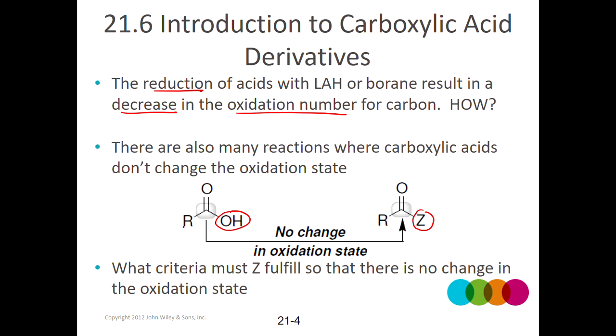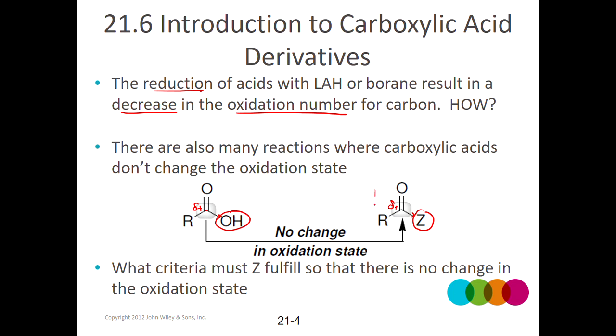So there are many reactions that carboxylic acids undergo where the oxidation number doesn't change. And so just replacing the OH, which attracts electrons, with a different electronegative atom, nitrogen, or maybe a different oxygen that's connected to an R group or some other group, it's still more electronegative than carbon, so it's still attracting the electrons away. So the carbon takes on the same oxidation state, the same quantity of positive charge. So in these reactions, the oxidation number won't change.